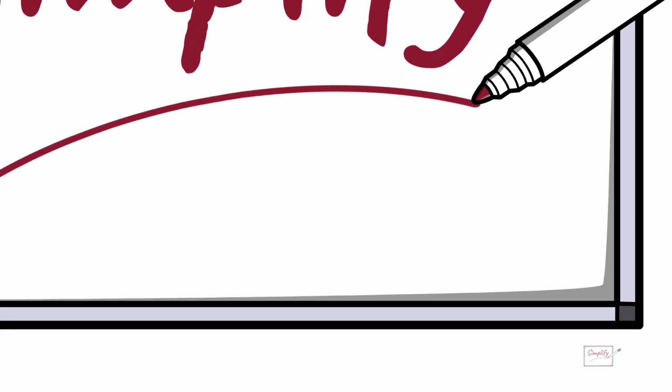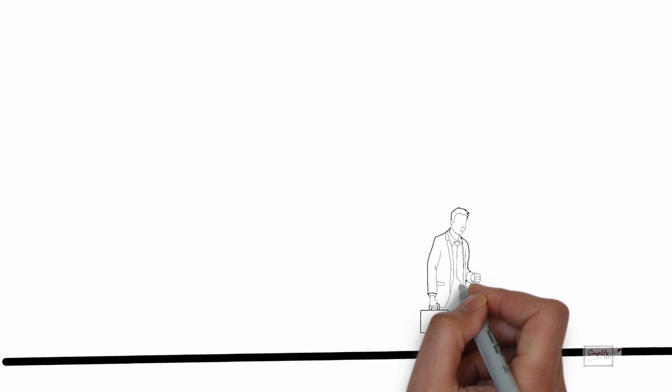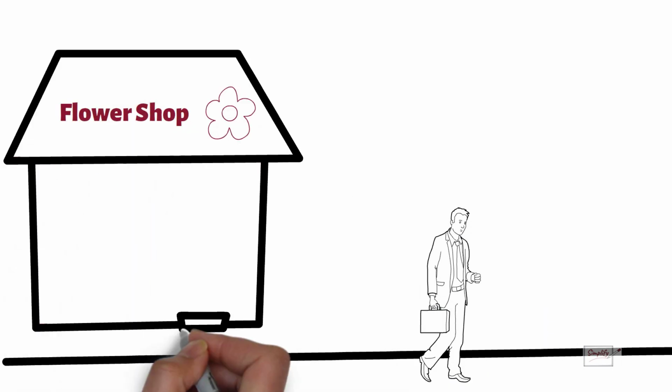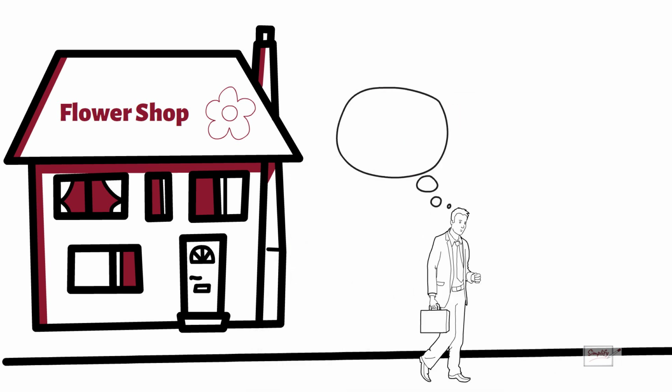My name is Gus, and here are the 3 steps to live in the present moment. 1. Break the pattern. A man is on his way to work in the morning. He walks by a flower shop, and without noticing, he starts feeling bad. His subconscious mind automatically got triggered.